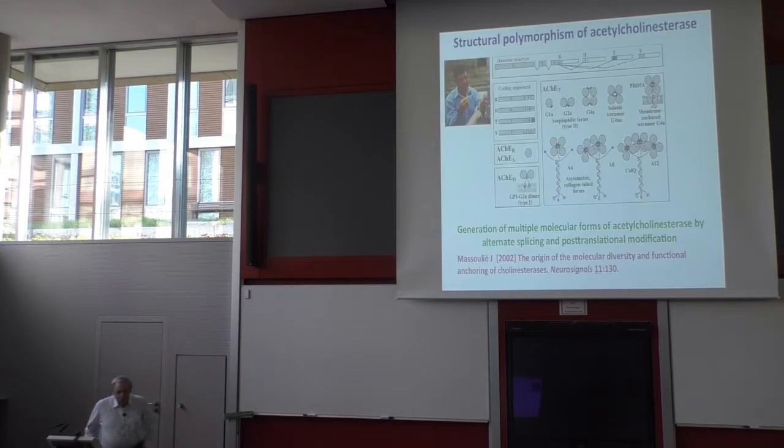Here I show a picture from a review by my friend and colleague who died, unfortunately, about 7 or 8 years ago, Jean Massoulié. As you can see, he liked ice cream very much. And this shows many, many different forms of acetylcholinesterase, and the same is true for butyrylcholinesterase. In terms of molecular biology, they are generated mostly by alternate splicing at the C-terminus, followed by post-translational modification. And I draw your attention here to 2 of these forms.